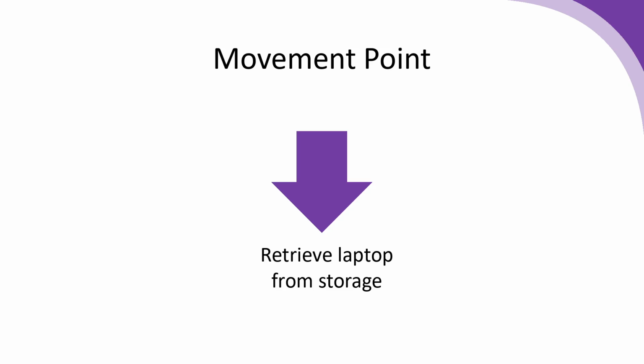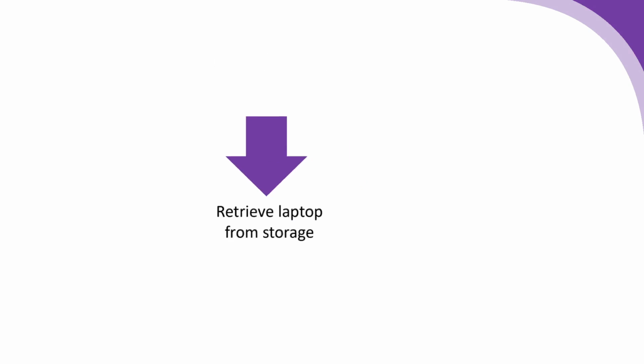Now, the arrow can be pointing anywhere, generally in line with the way your process map is drawn, but that arrow represents some kind of physical movement. Identifies that the service now requires a move from one area to another area. So here is going to be to actually retrieve that laptop that we've identified from storage.